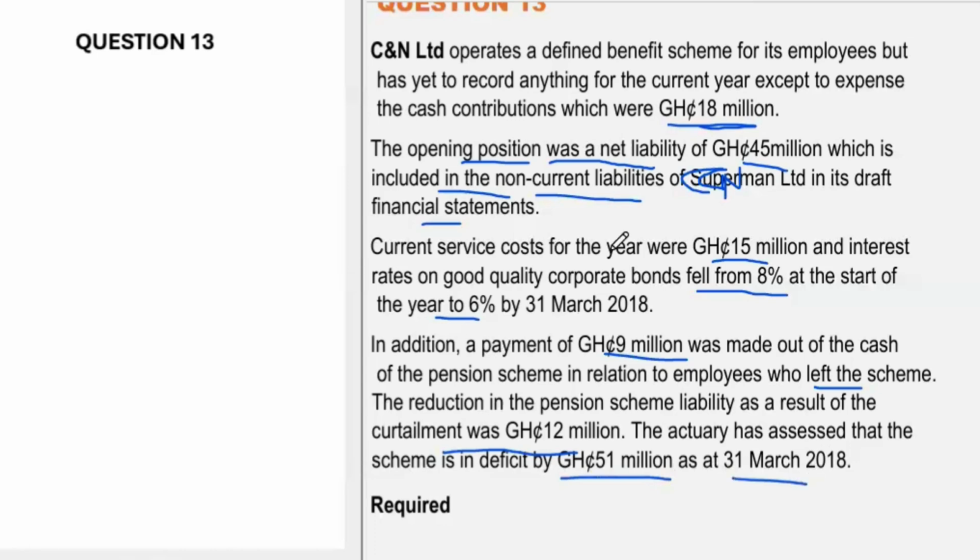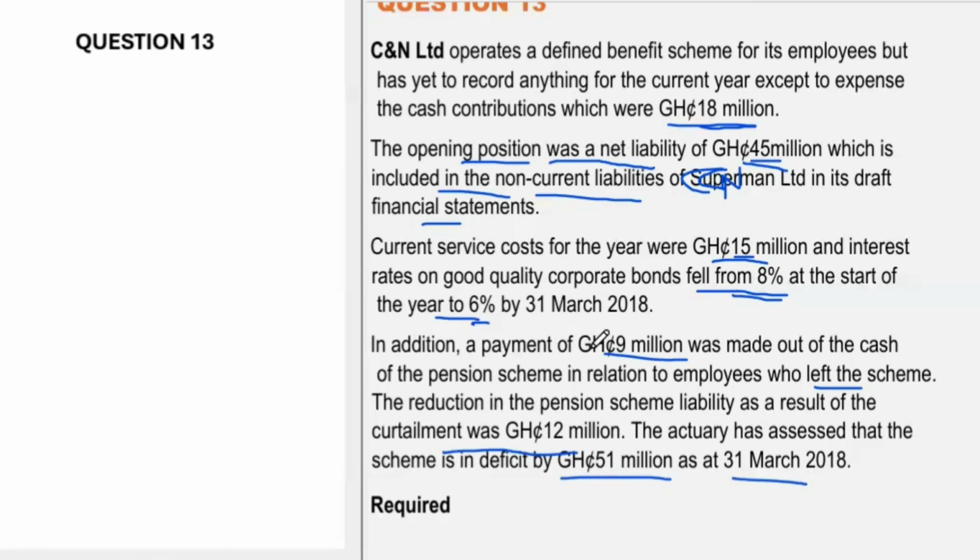So let's analyze them here. We have the opening liability, which is net 45 million. Then we have the service cost of 50 million. And then for the interest rate they give us two, 8% at the start and 6% at the year end. The question is, which one do we use?